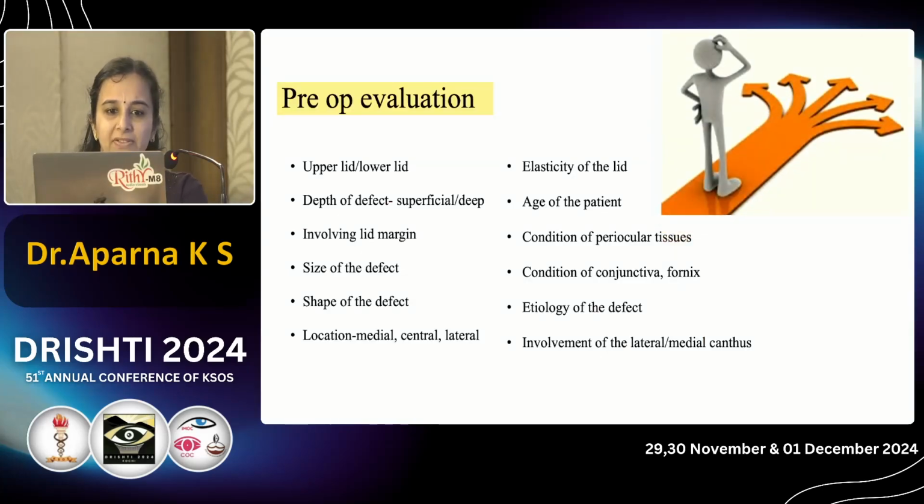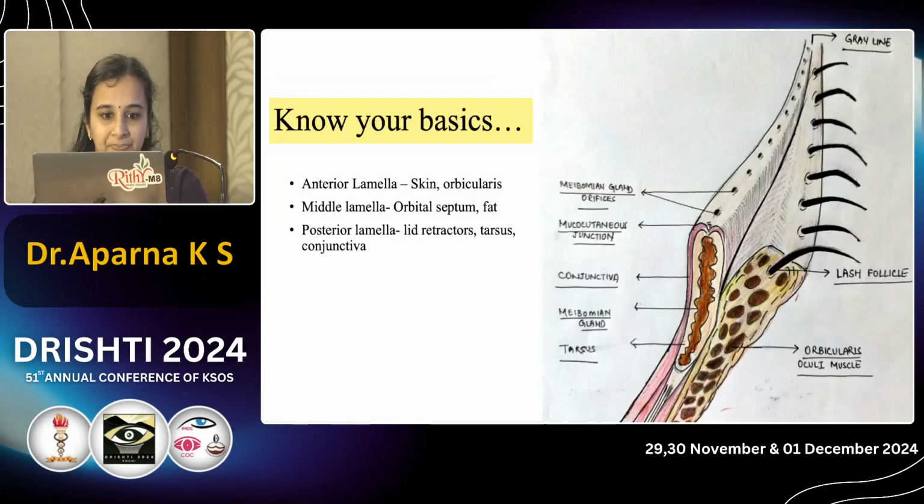During the preoperative evaluation, we have to look for certain factors which have a role in deciding the choice of the procedure as well as the prognosis, like whether it is involving the upper lid or lower lid, whether it is superficial or deeper, whether it involves the lid margin or is a non-marginal tear, then size, shape and location of the defect, then elasticity of the lid, which in turn depends on the age of the patient, condition of the periocular tissues and intraocular structures, etiology of the defects, and status of the lateral and medial canthus.